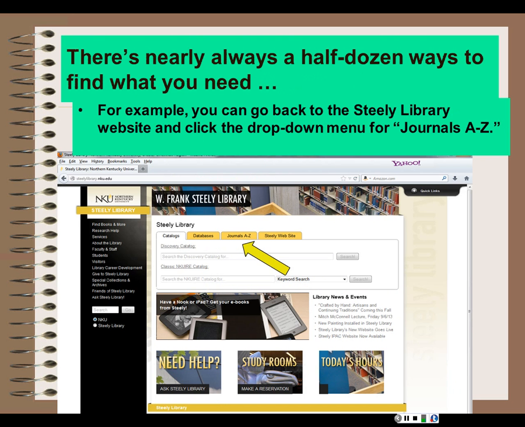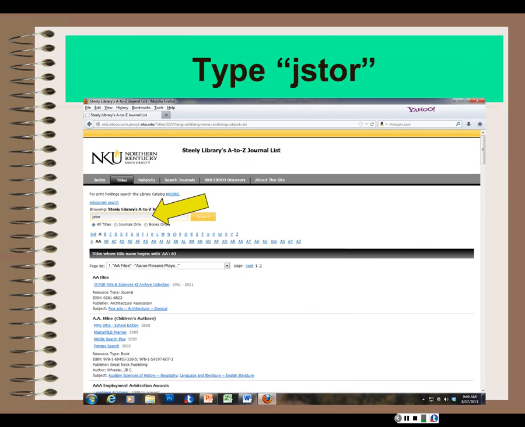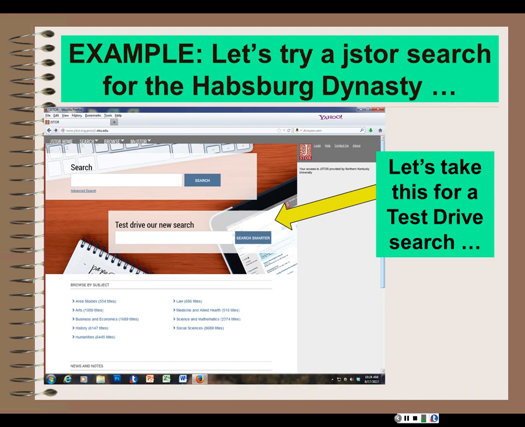You also can check out the journals. And we have at Frank Steely Library at NKU a ton of journals to access. Now, one of the major systems to help you find articles in history, and in fact in many disciplines, is called JSTOR. JSTOR stands for Journal Storage.